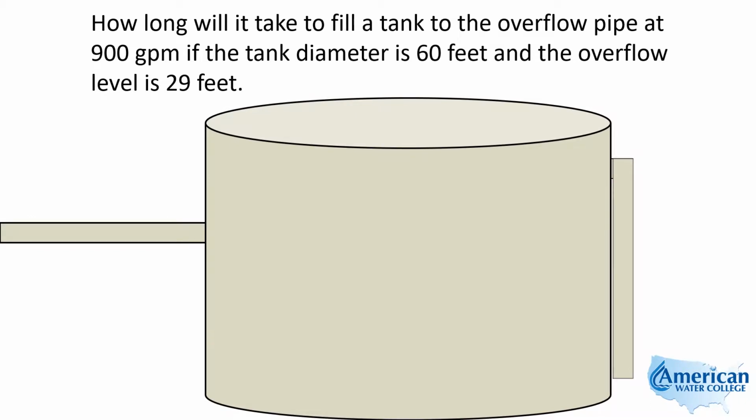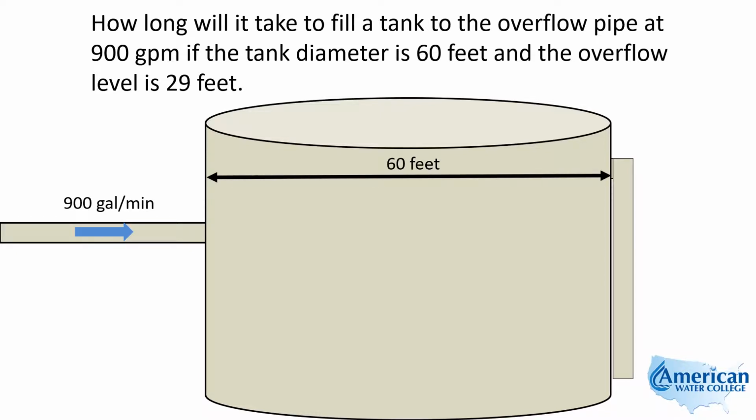So here's our tank, and we have 900 gallons per minute coming into the tank, and it's 60 feet wide. We're trying to determine how long it's going to take to fill this up to the 29-foot overflow pipe. We can calculate our volume using our diameter of 60 feet and our depth of 29 feet, and they told us the flow rate coming in.